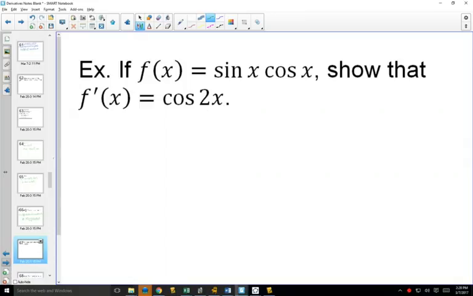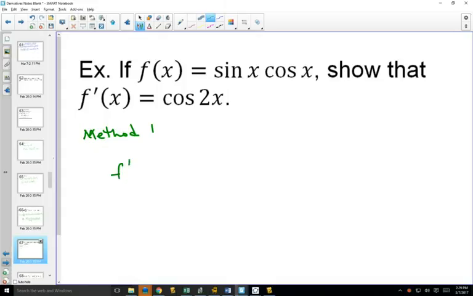Okay. Example, if f of x, I'm reading everything now, equals that, we want to show that the derivative is equal to cos 2x. So looking at sine x cos x directly, what comes to your mind as far as finding the derivative? We'll call this one method 1. When you see sine x cos x, what do you think of? Product rule? Okay, so let's do product rule as our method 1.